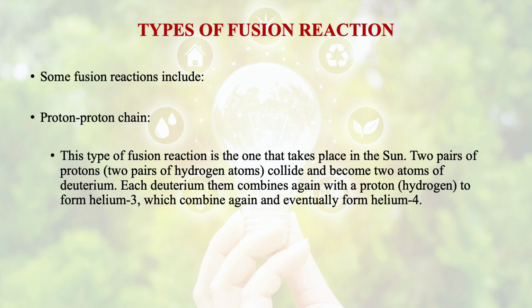Two pairs of protons, that is two pairs of hydrogen atoms, collide and become two atoms of deuterium. Each deuterium then combines again with a proton of hydrogen to form helium-3, which combines again and eventually forms helium-4.